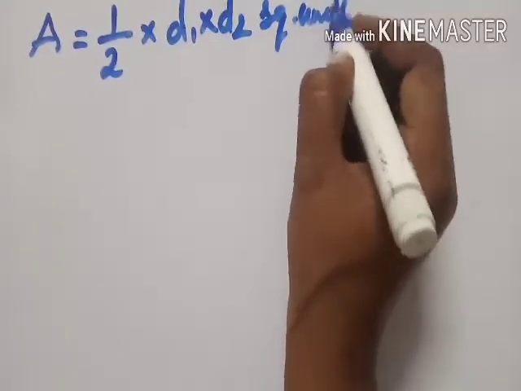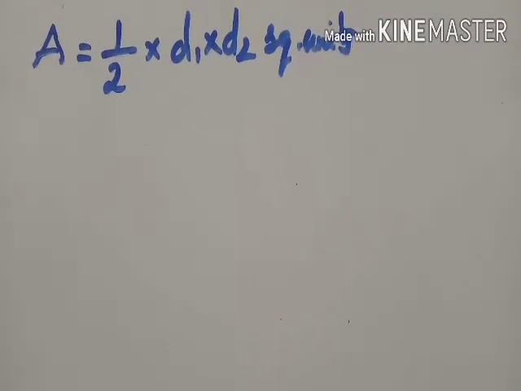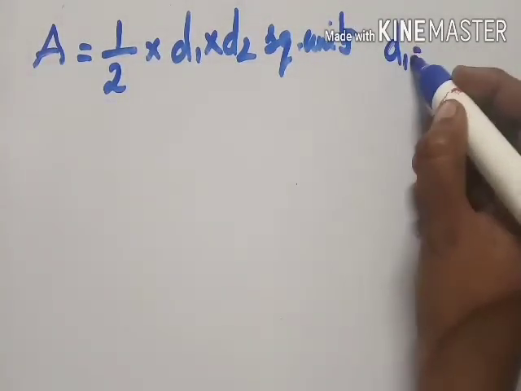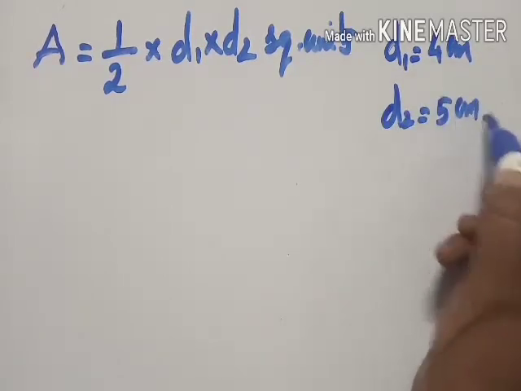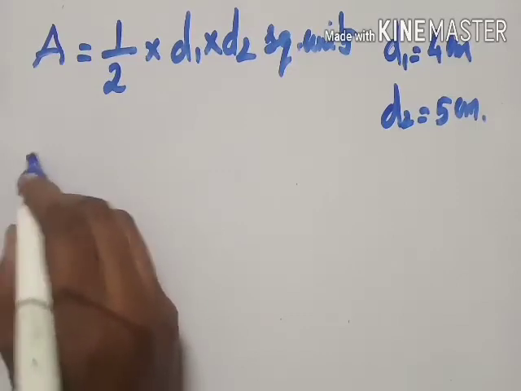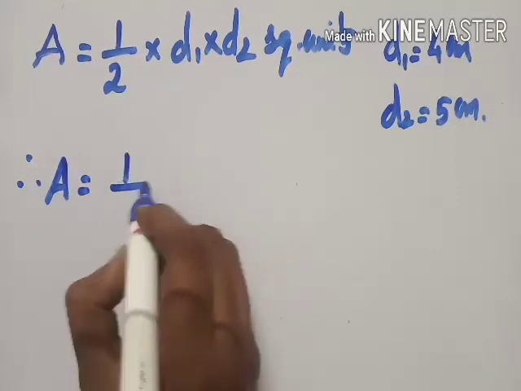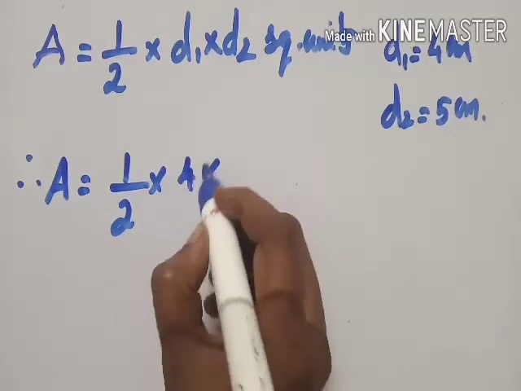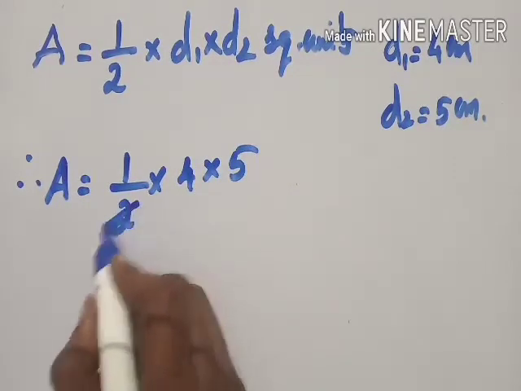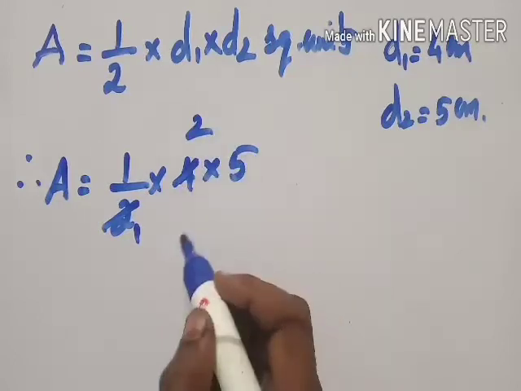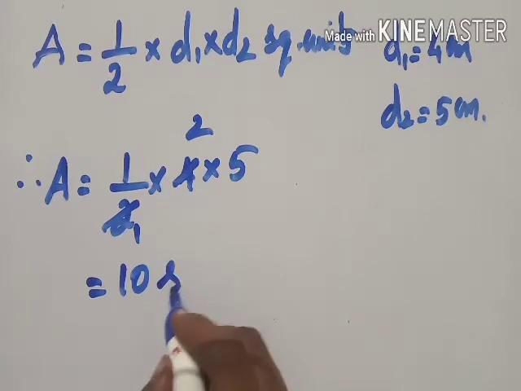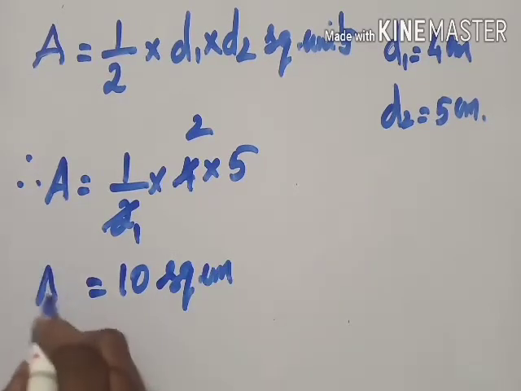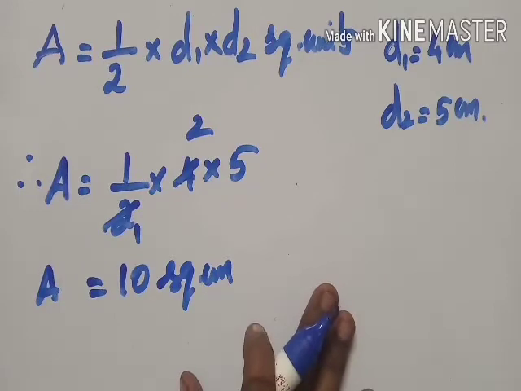Here, what is D1? D1 is equal to 4 centimeter. D2 is equal to 5 centimeter. So therefore area is equal to half into 4 into 5. Do the cancellation here. 1 2 is 2, 2 2s are 4. So 2 into 5, 10 square centimeter. Area of one sweet is equal to 10 square centimeter.